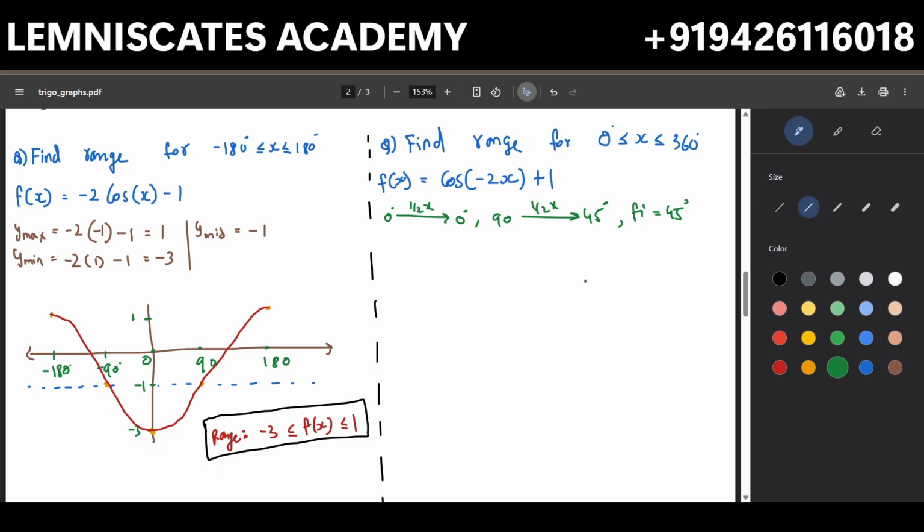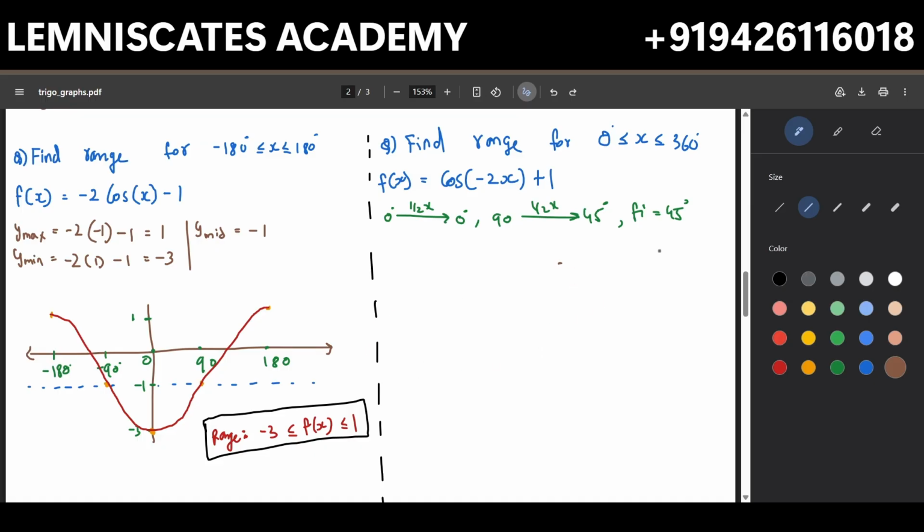So after every 45 degrees, we will have to plot the graph, and the graph will start from the maximum. So from maximum, it will go to the middle value, then the minimum, middle, maximum. And on the left side, if I'm drawing, it will continue the same pattern: middle, minimum, middle, maximum, middle, minimum. That kind of a pattern will be there.